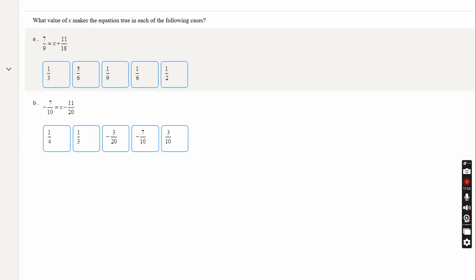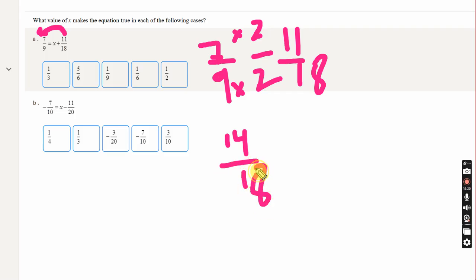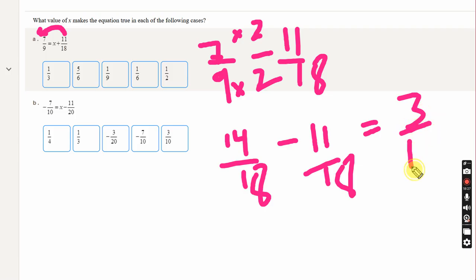The next one, again, what will you do here? Just move the 7 point. Again, we want to make x. So we're looking for the x equation. So we just move this to the other side. It will be 7 over 9 minus 11 over 18. So now we're going to multiply this by 2 to make the denominator the same first. So that's going to be 14 over 18 minus 11 over 18, right? So what is that? 3 over 18, which is 1 over 6, right?